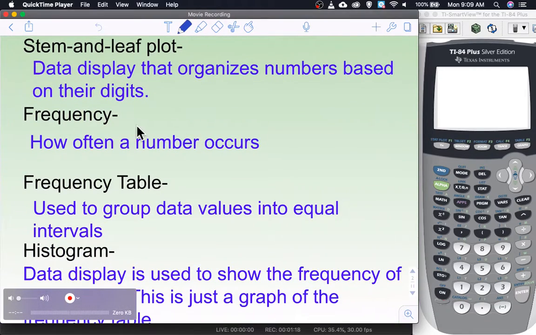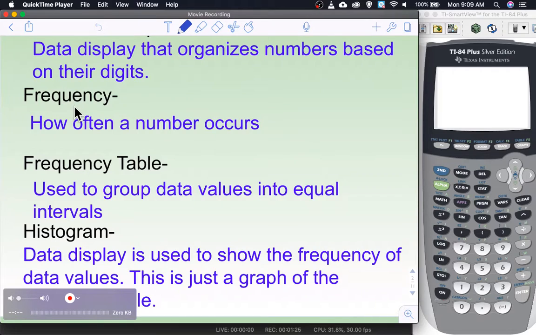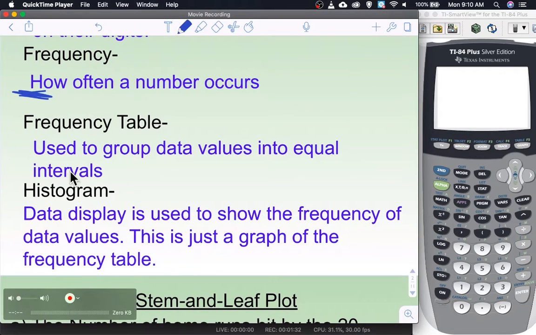So stem and leaf plot, it's a data display that organizes numbers based on their digits. The frequency is just how often a number occurs. That's what frequency means, how often something happens. And then these bottom two very much go together. A frequency table is used to group data into equal intervals. And then a histogram is a data display used to show the frequency of data values, and this is really just a graph of this frequency table.